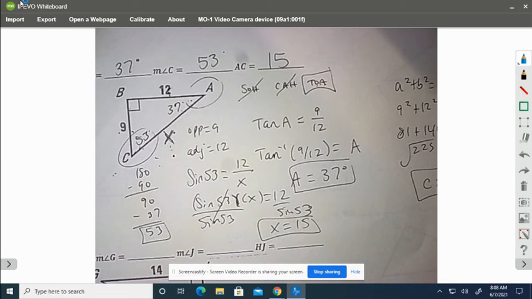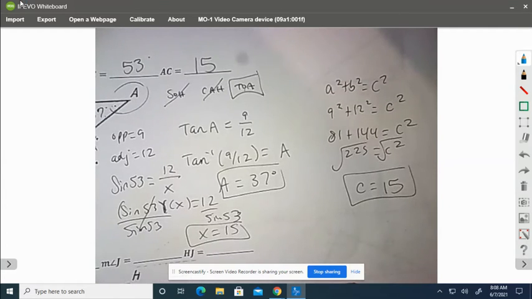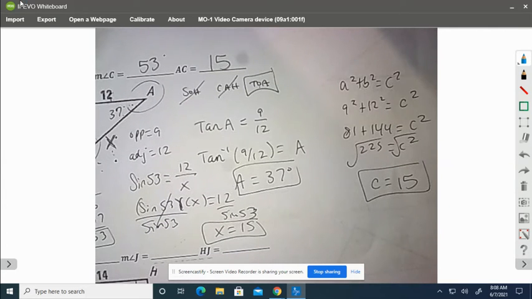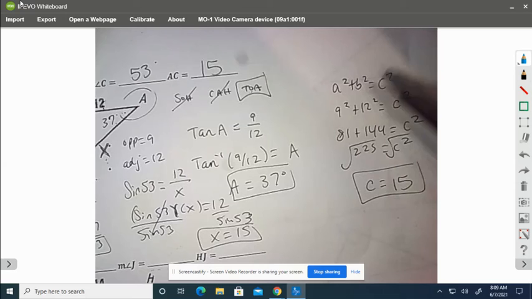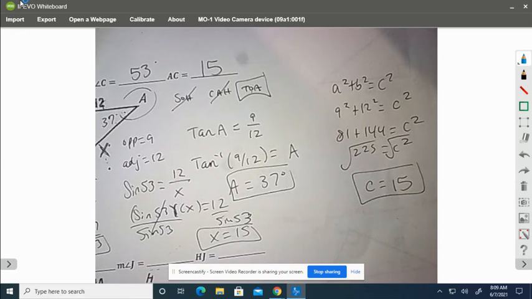Okay? So you can solve for that missing side two different ways. I think the Pythagorean theorem's a little easier, but it's up to you. The only thing with the Pythagorean theorem, you have to remember the c is the hypotenuse. Doesn't matter which ones you put in for a and b for the legs, but you have to remember the hypotenuse is always c. Okay? Any questions with that one?